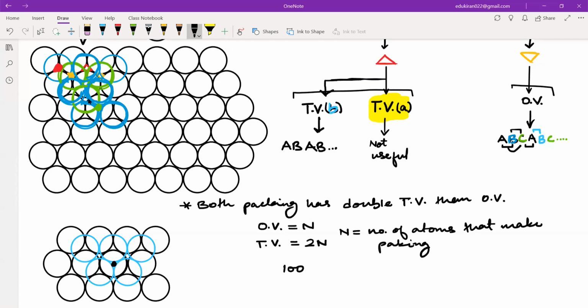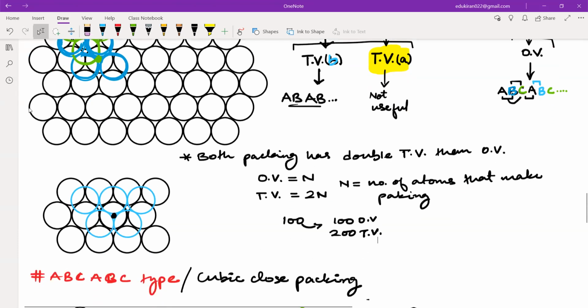So if I am using 100 atoms to make any of these packings, ABAB type or ABC type, then in these 100 atoms, I will have 100 octahedral voids and I will have 200 tetrahedral voids. Okay, 200 tetrahedral voids. So please write this information wherever you can. Both packings have double tetrahedral voids than octahedral voids. And if octahedral void is equal to n, tetrahedral void is equal to 2n, where n is the number of atoms that make the packing. Done? Can I move on? Yes, sir.